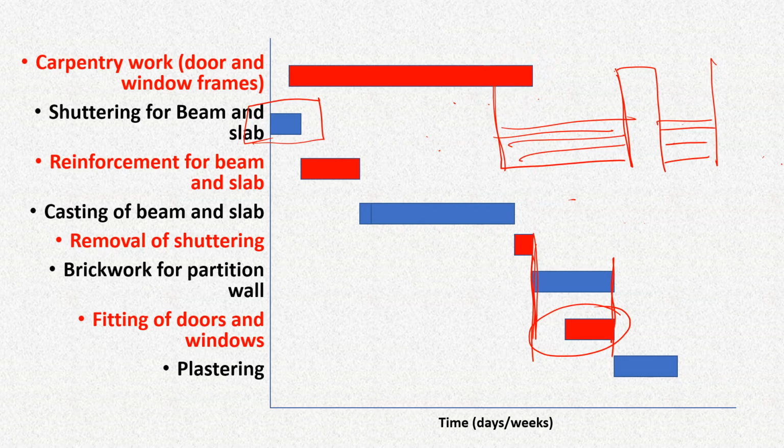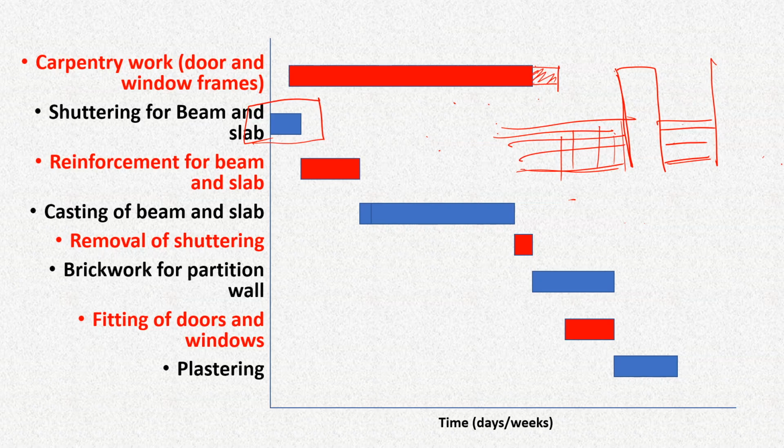Actually, this can go slightly here because for the first part of the brickwork, at least for the bottom part, we are not bothered about the doors and window frames. So they can be slightly delayed till the masons actually ask for the frames. If it is not ready, then they'll have to simply wait and the total duration of the project will be affected. So this is how all these activities are scheduled.